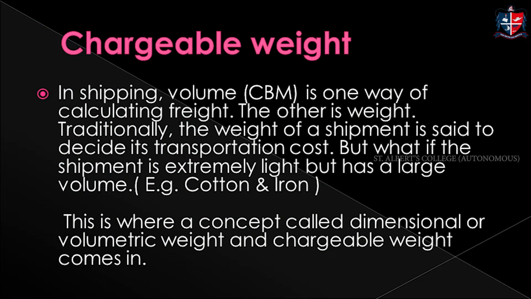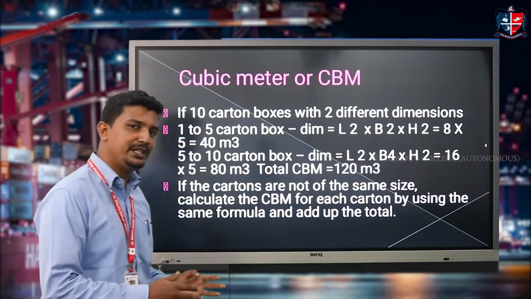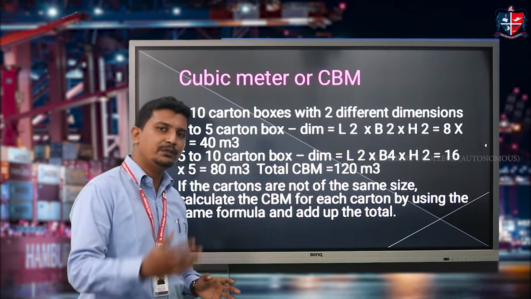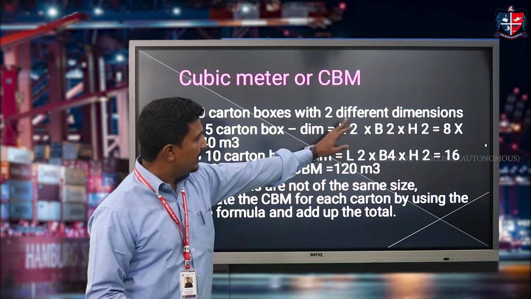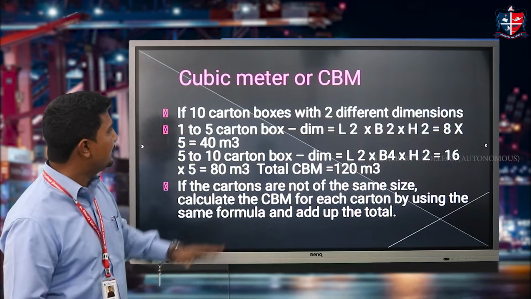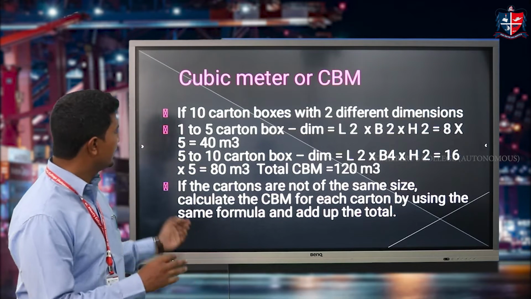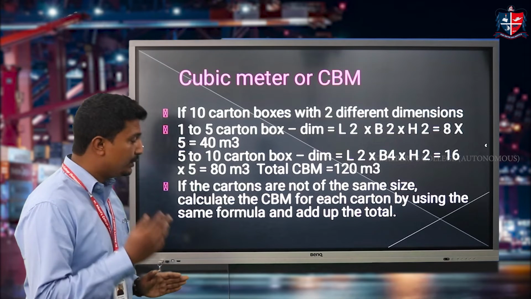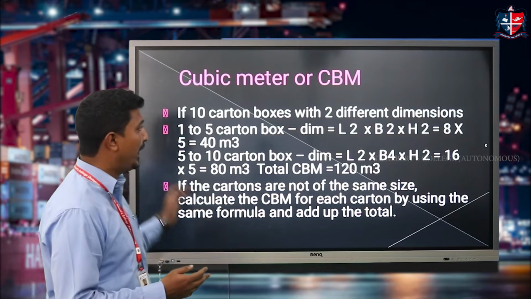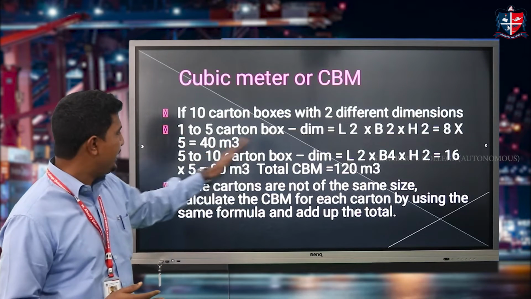In the last example, all the boxes were identical, with the same dimensions. Now take 10 boxes where 5 have one dimension and the other 5 have a different dimension. Here everything is mentioned in meters. For boxes 1 to 5, the length is 2 meters, breadth is 2 meters, and height is 2 meters. So LBH into the number of boxes, 5: 8 into 5 is 40.